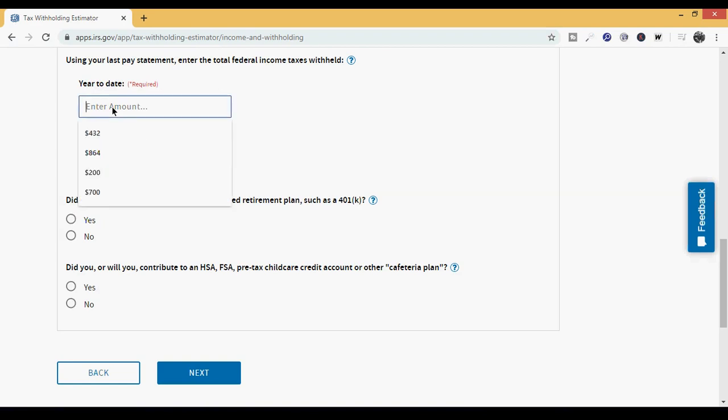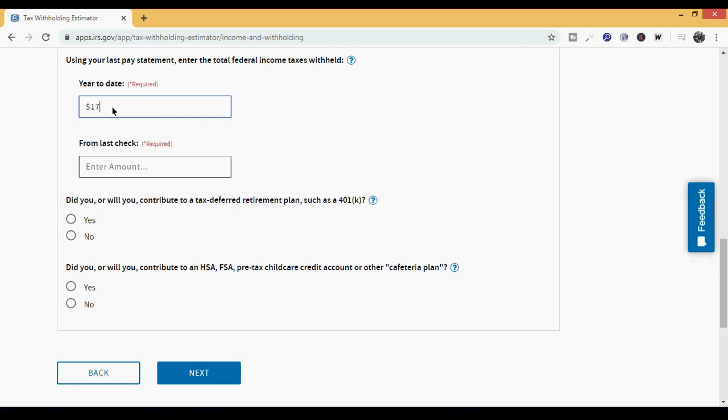You're going to look for the year to date, and this person's year to date is $1,728. So 1,728 is what you put. And then from the last check, each and every week, they get taxed 432. So all that is 432 times the 4 paychecks that they've received for a total of 1,728.